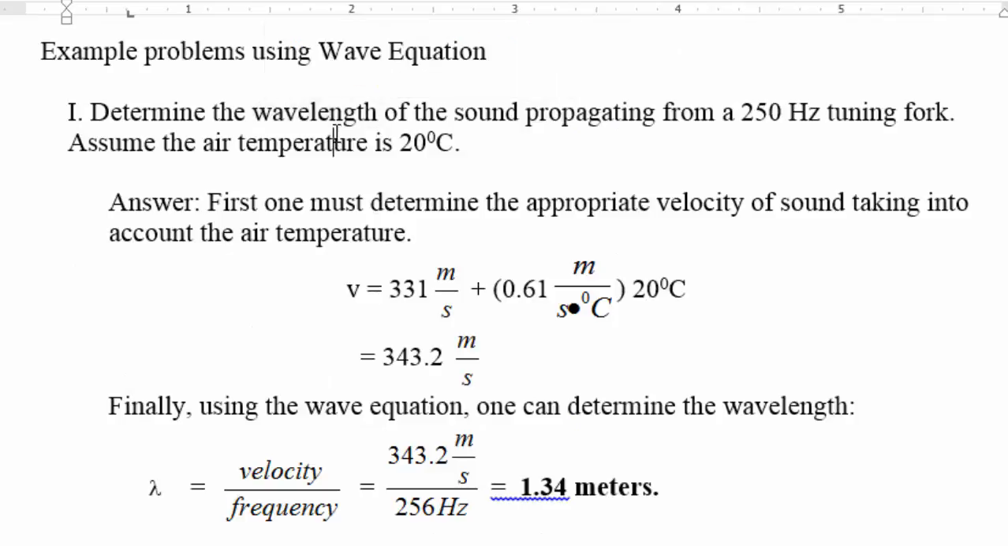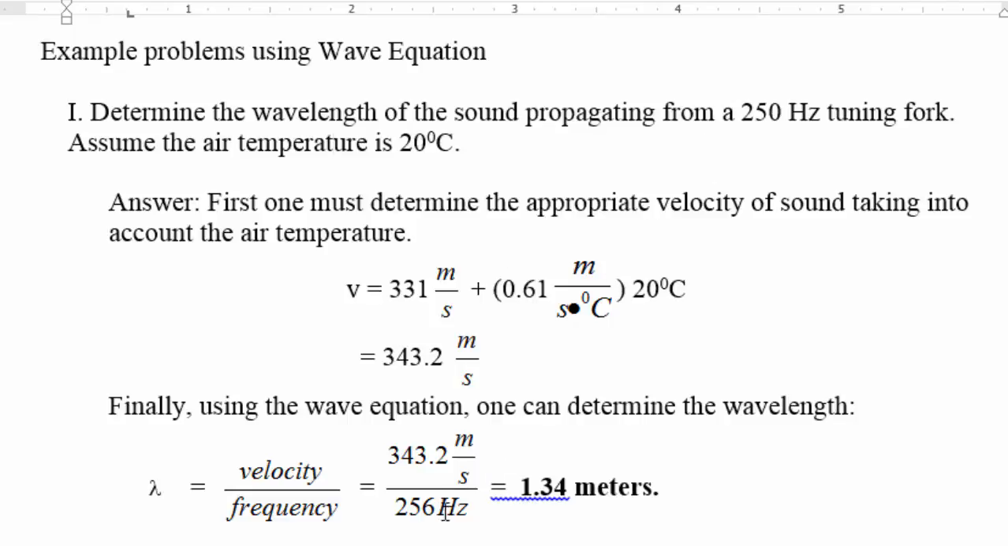The question is, what is the wavelength? To find the wavelength, we have to use the general equation of the speed of a wave, which is that the speed of any wave is equal to the frequency times the wavelength, and we rearrange it to solve for the wavelength. So the wavelength will be the velocity of the wave divided by the frequency. Now the velocity of the wave here is 343.2 meters per second.